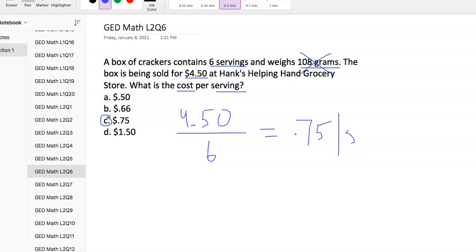Okay, it is very important that you do it in the right order. If you put 6 in the numerator, so if you put the servings on the top part of the fraction and the money on the bottom part, then it would be 6 divided by 4.50, and you would get the wrong answer. Then you would come up with answer D, $1.50. So you've got to make sure the money is in the numerator and the number of servings is in the denominator. If you do that, you're perfect and you'll get the right answer. So in this case, 75 cents per serving.